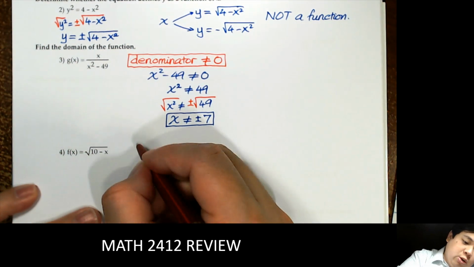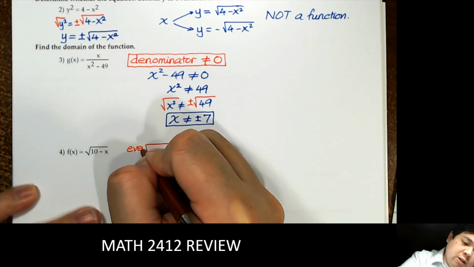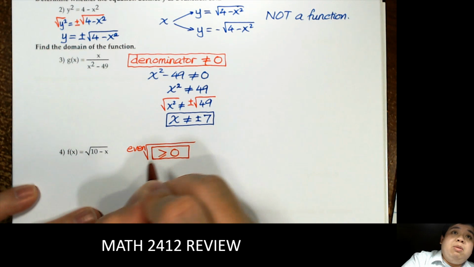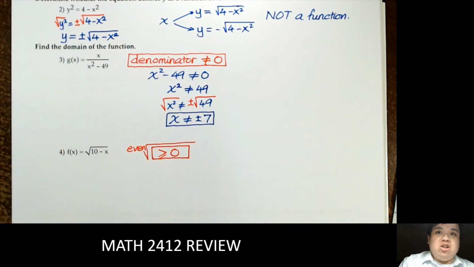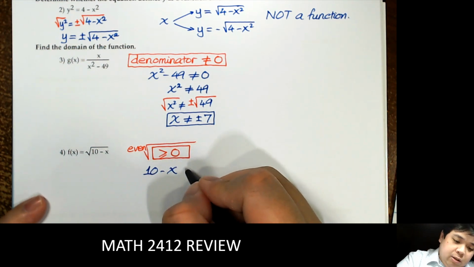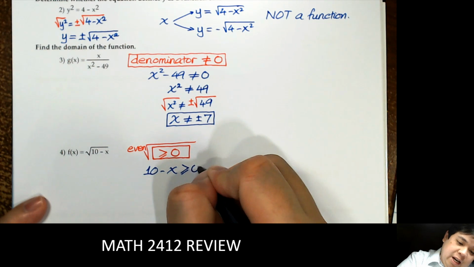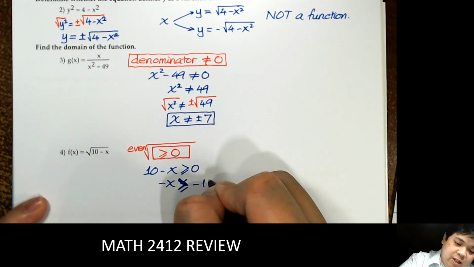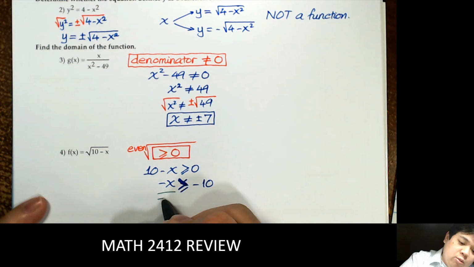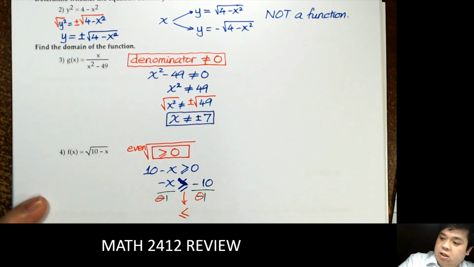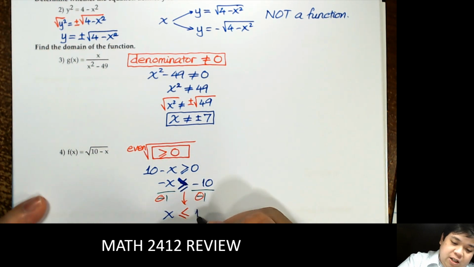Next, this will have an even root. When we have an even root, the inside has to be greater than or equal to 0, because an even root of a negative number will give us imaginary numbers. So we have 10 minus x greater than or equal to 0, and then we solve for x. Minus 10 on both sides, and it is still greater than or equal to negative 10. And then we divide by negative 1 on both sides. When we divide by a negative number, the inequality will reverse. And we have x less than or equal to 10.